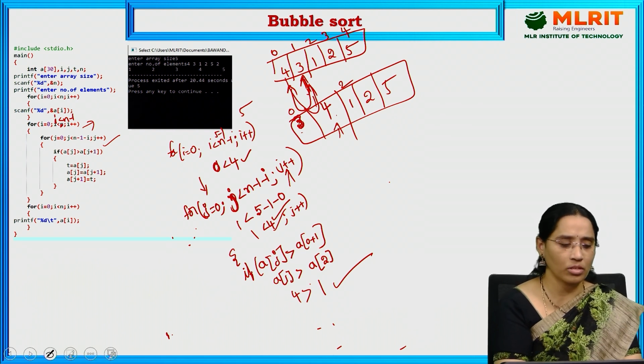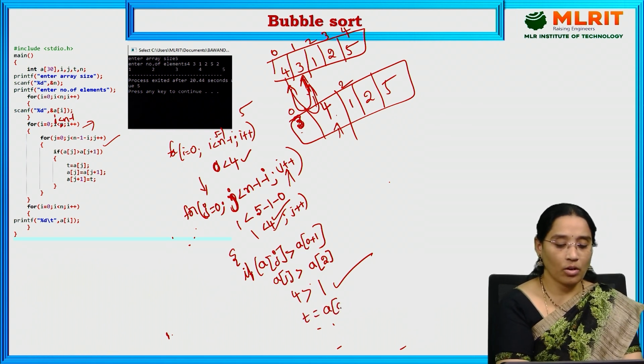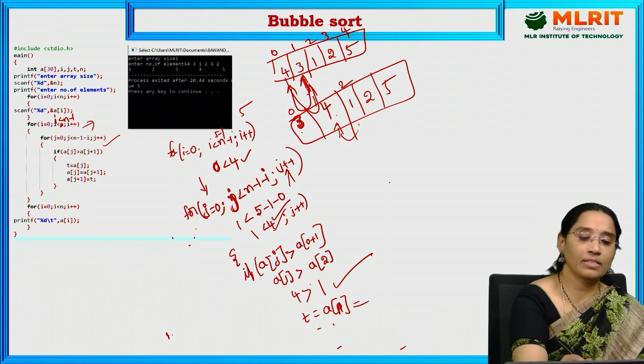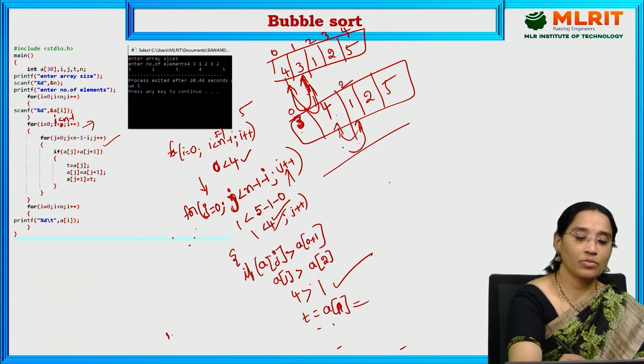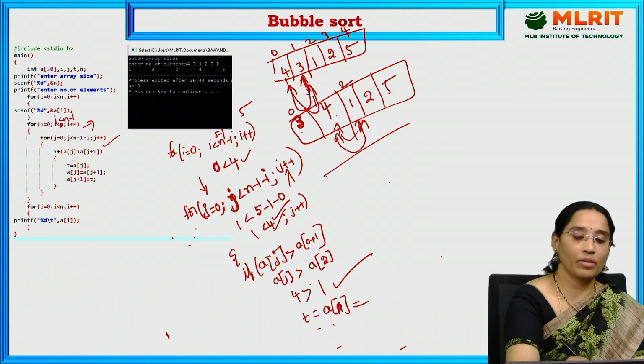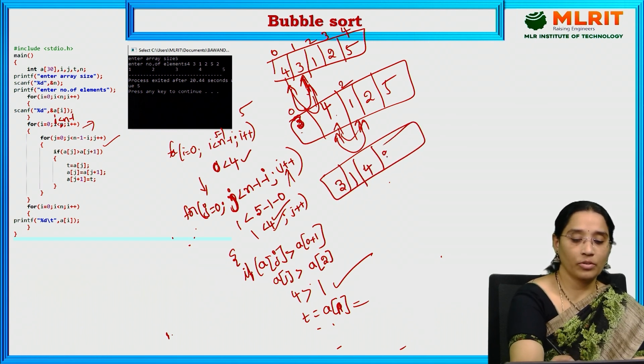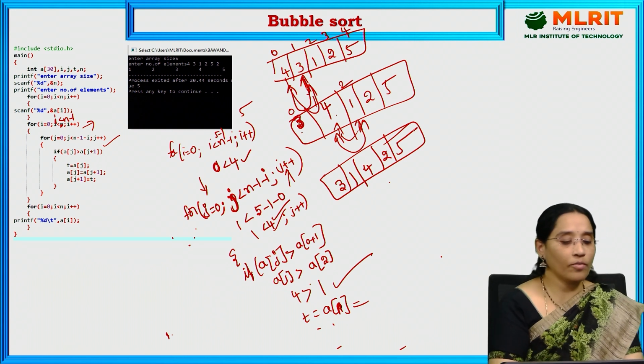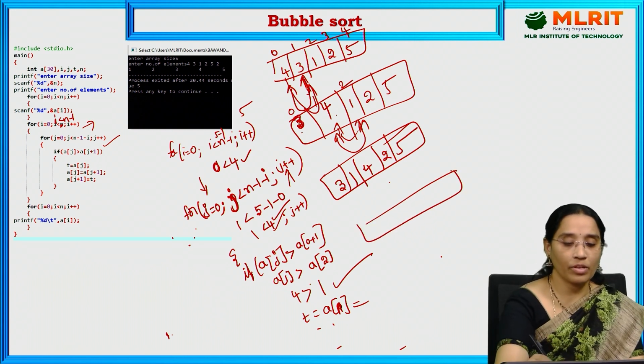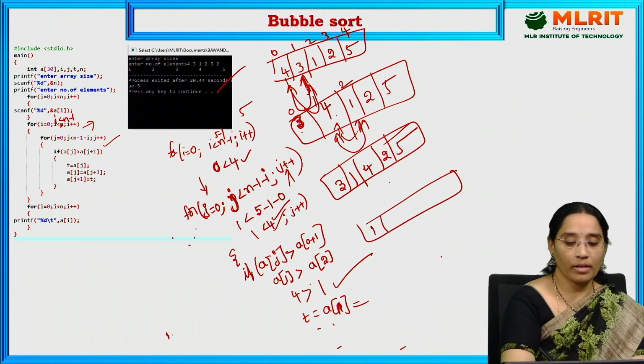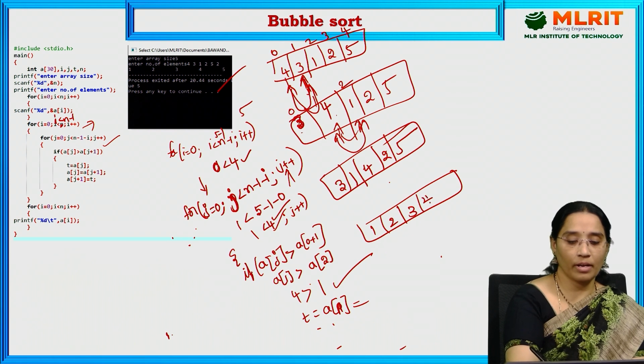Again the same logic. t equals a of j. So now 4 and 1 get swapped. This value will be replaced here and this one will go here. It is 3, 1, 4, 2 and 5. After that, the sorted array, we got the answer: 1, 2, 3, 4 and 5. The final sorted array.